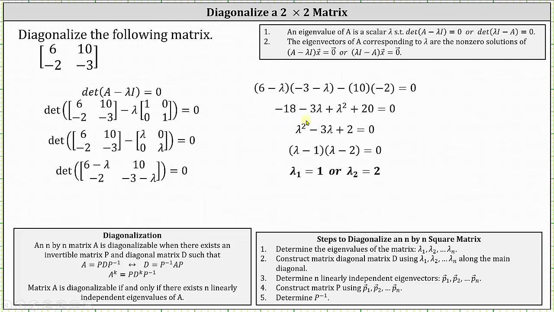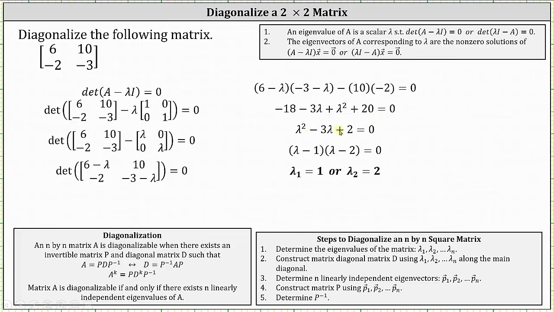The determinant is equal to the product of 6 minus lambda and negative 3 minus lambda minus the product of 10 and negative 2. And now we multiply out the left side and simplify. Multiplying the two binomials, we have negative 18 minus 6 lambda plus 3 lambda plus lambda squared, which gives us negative 18 minus 3 lambda plus lambda squared, and then we have plus 20 equals 0. Combining like terms and writing the terms in descending order, we have lambda squared minus 3 lambda plus 2 equals 0. And now we solve the characteristic equation.